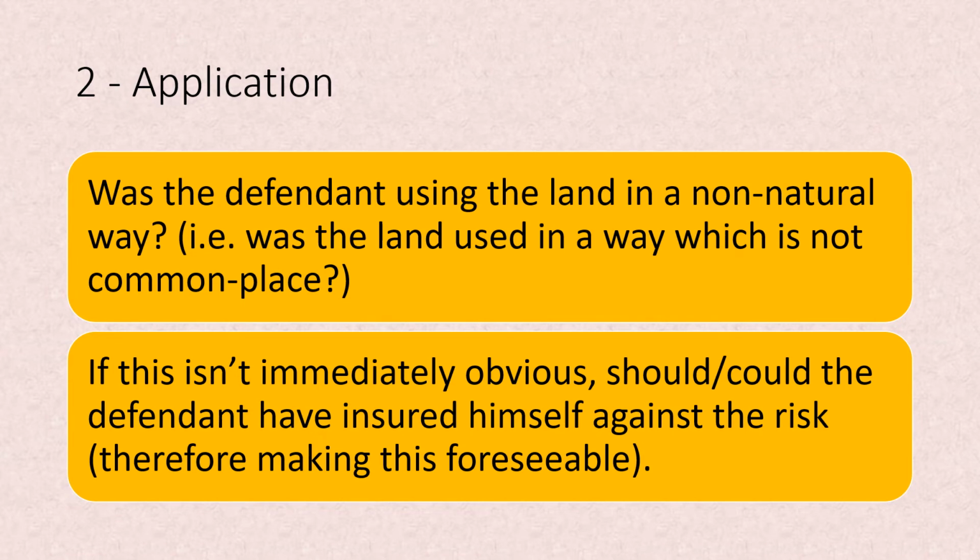But we are focused on the application, so the questions we need to ask and answer for the AO2 and AO3 marks are: was the defendant using the land in a non-natural way? So explain exactly in the scenario how this defendant is using the land. Was the land used in a way which is not commonplace? Identify why. And if it isn't immediately obvious, ask should or could the person have insured himself against this risk. If you would take out insurance for that kind of thing, or it possibly exists, then it's foreseeable, and therefore we could consider this non-natural use of land.